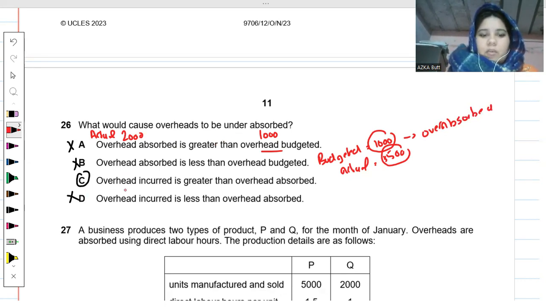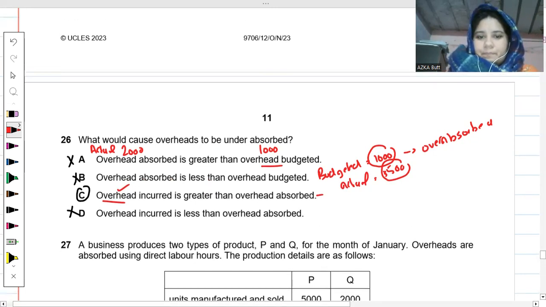So in option C, overhead incurred is greater than the overhead absorbed. This is the right option, because your overhead incurred is greater than your overhead absorbed. It means that this is the budgeted and this is the actual. So if it is greater, somehow you under absorbed your overheads. So option C is the right option.